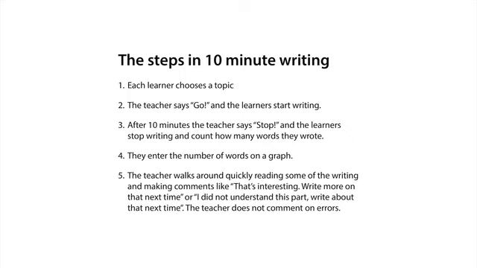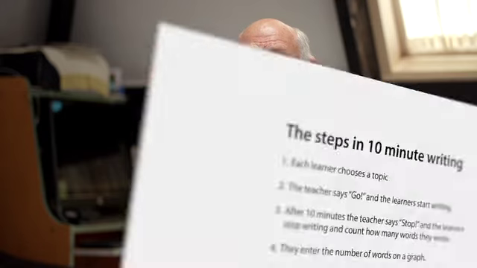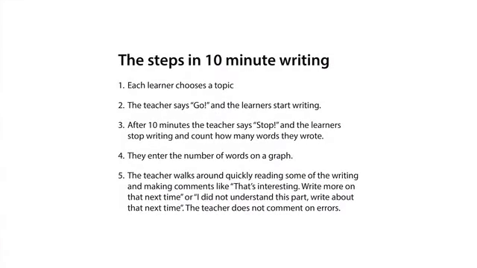The second step is the teacher saying, "Go," and the learners start to write. The teacher measures the time carefully. Step 3. After 10 minutes, the teacher says stop, and the learners stop their writing. They then count the number of words that they wrote.